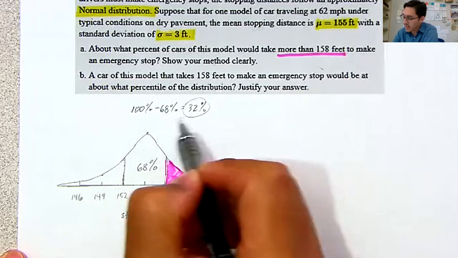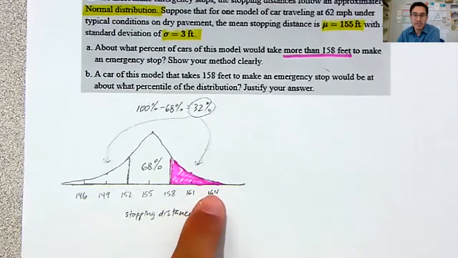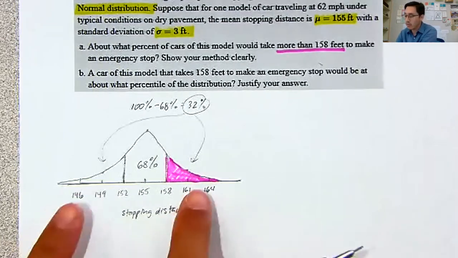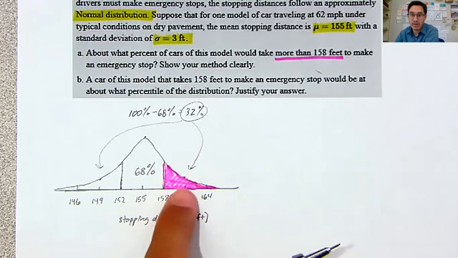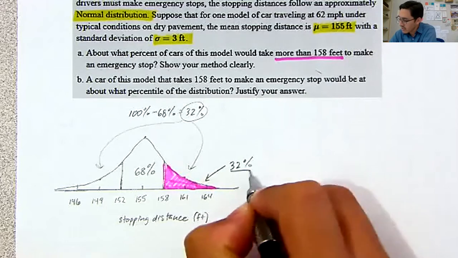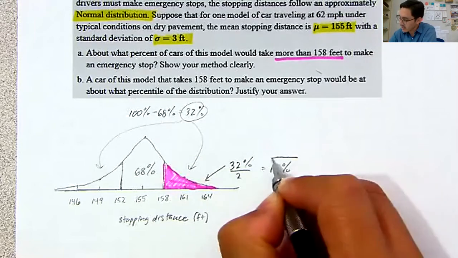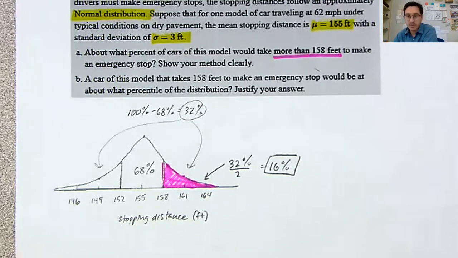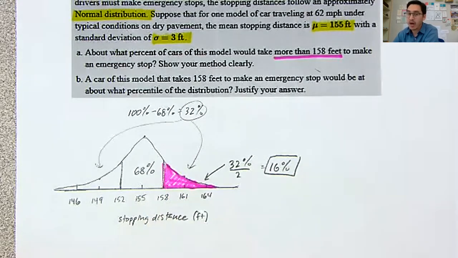But that 32% would be split evenly into both tails. Remember, this is a symmetric distribution, so that's how I know it would be split evenly. So now if I just take 32% and divide it by 2, that will give me the region here that I shaded. 32% divided by 2 would be 16%. Okay, so we could safely say 16% of cars would take more than 158 feet to stop.